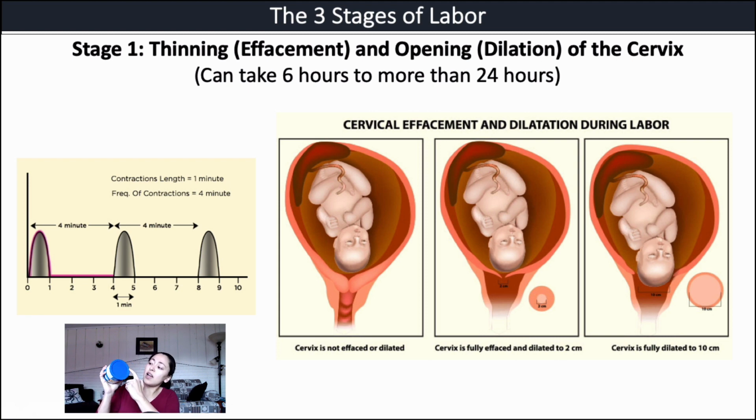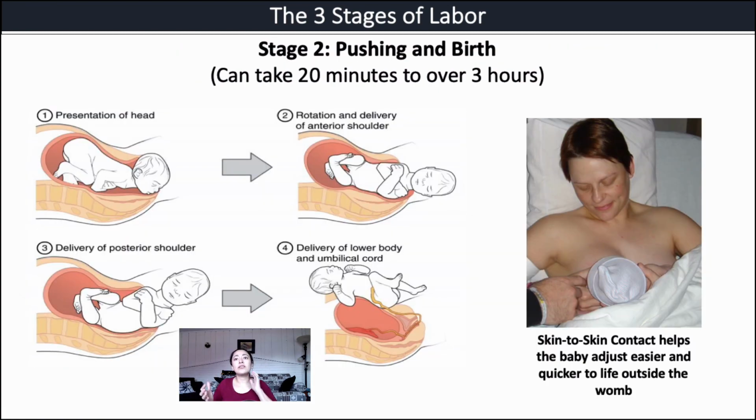And this is the top of a cashew container. This is about 10 centimeters across, so you can see how much the cervix must dilate in order to deliver the baby. After the cervix is fully dilated, then we enter stage 2 of labor, where the mother can start pushing and when a birth actually occurs. And this can take anywhere from like 20 minutes to over 3 hours for pushing out the baby.